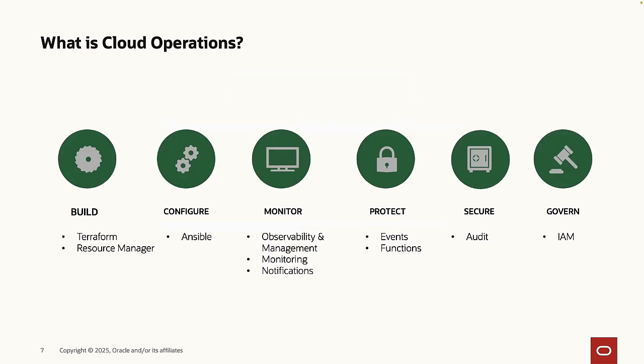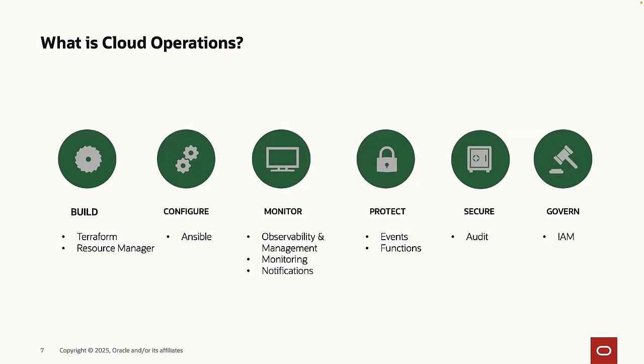After we've built out our infrastructure, we'll need to configure it properly. Configuration management is made simple with Ansible. So say you're provisioning a virtual machine, you can use Ansible to manage the OS, the application layer, and all other configurations. Once our resources are configured, you'll need to be able to monitor them, and that's where observability and management comes in. The monitoring service will help us with monitoring metrics, and notifications can keep track and notify us when those metrics reach a specific threshold.